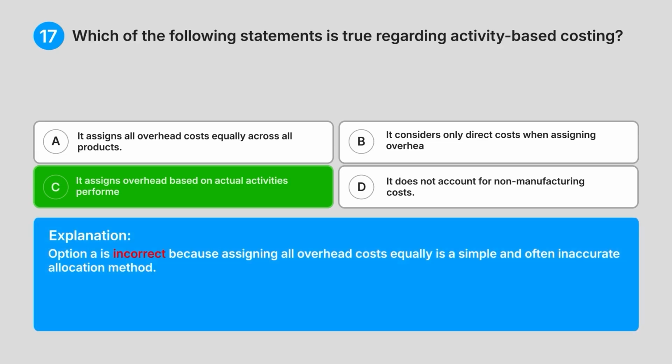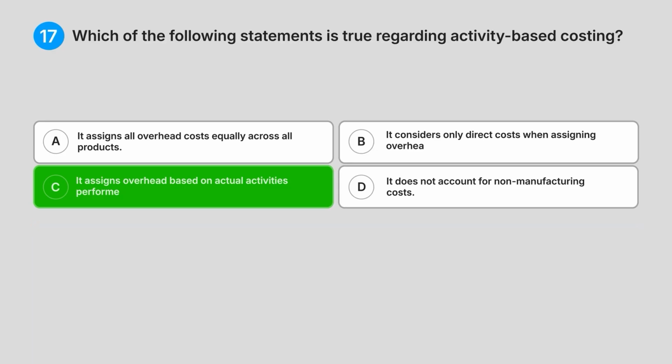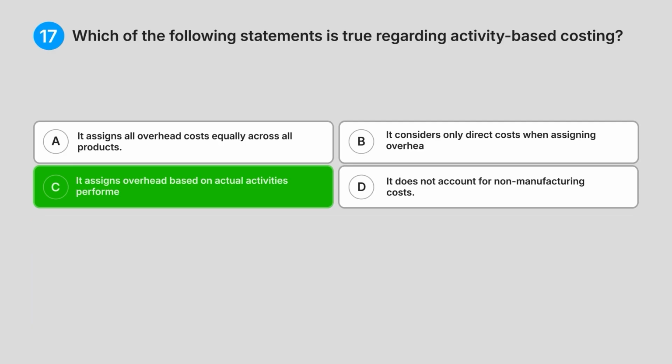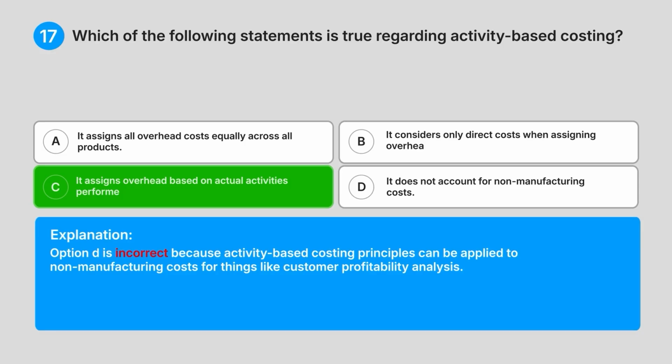Option A is incorrect because assigning all overhead costs equally is a simple and often inaccurate allocation method. Option B is incorrect because activity-based costing is all about allocating indirect overhead costs, not direct costs. Option D is incorrect because activity-based costing principles can be applied to non-manufacturing costs for things like customer profitability analysis.